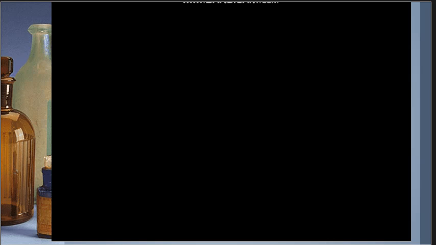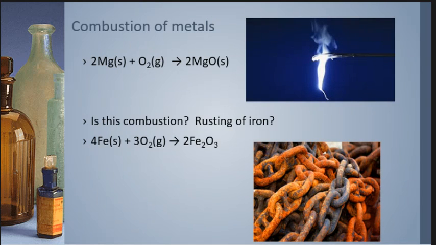Okay, so that was our complete combustion. Let's look at our combustion of metals. In this case, we don't have any carbon. We don't have a carbon fuel we're dealing with right here. For instance, we're going to be doing magnesium.